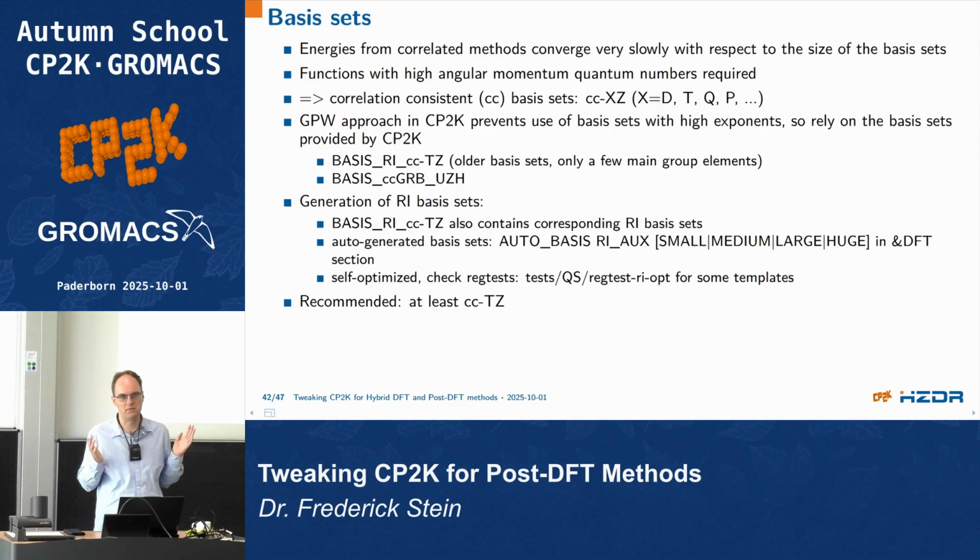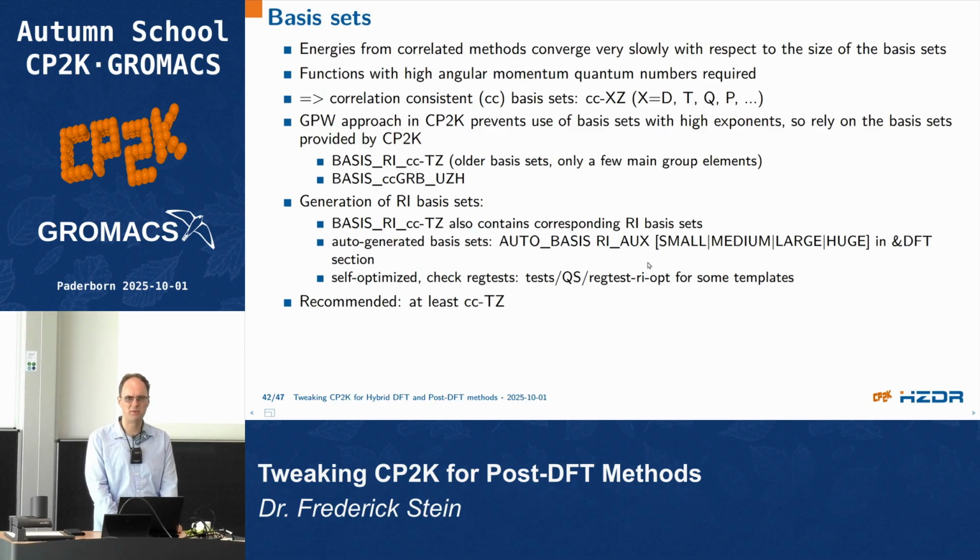So if you're, for instance, interested in transition metal chemistry of your enzyme, then these are the basis sets to use for that purpose. The RI basis sets are a bit more tricky because we only have them for the basis sets in the basis RI-CCTZ file, whereas for the other basis sets we have only two options. One of them is that you let CP2K generate them automatically. This means that they're usually not too well optimized and are quite often even a bit larger than the ones you have in the other file.